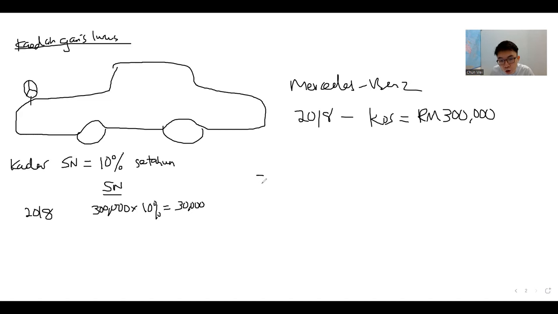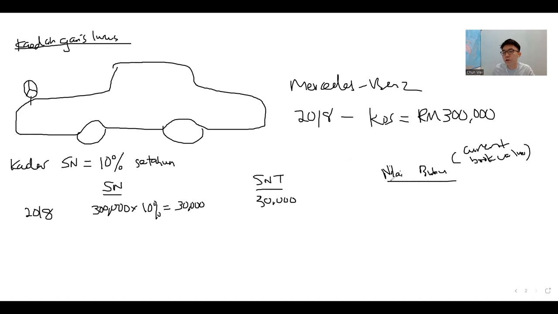Alright, so in your susut nilai terkumpul, you'll have 30,000. Okay, what is susut nilai terkumpul? Later you will know. But what will be your nilai buku? What is nilai buku? Nilai buku means the current book value. So how do we get this figure? Nilai buku, just now you saw the formula, you use cost minus susut nilai terkumpul. Meaning you're using 300,000 minus the susut nilai terkumpul 30,000. And then your nilai buku will be 270,000.